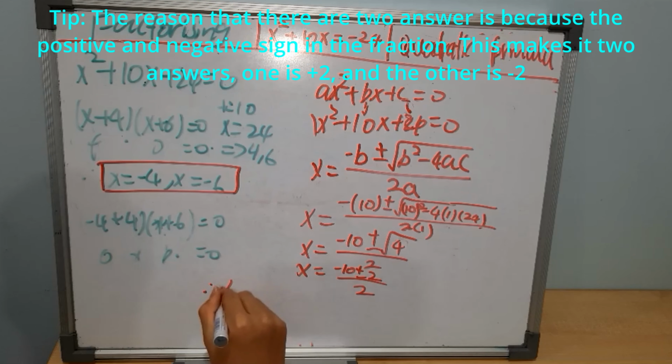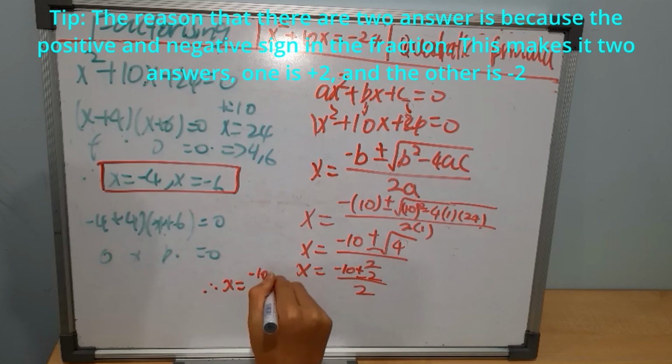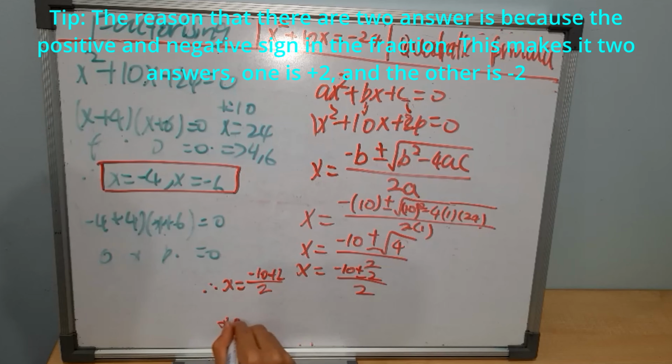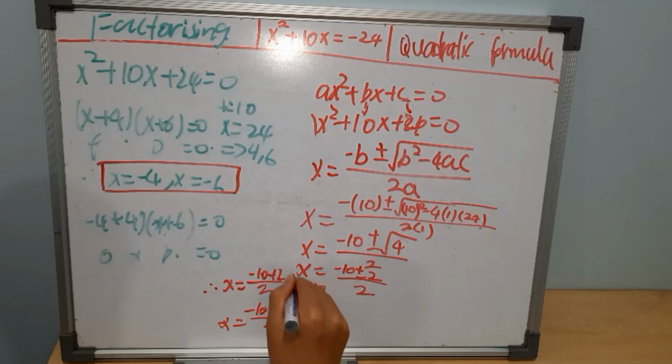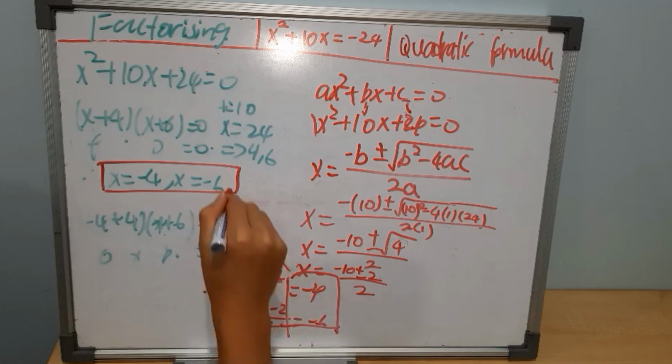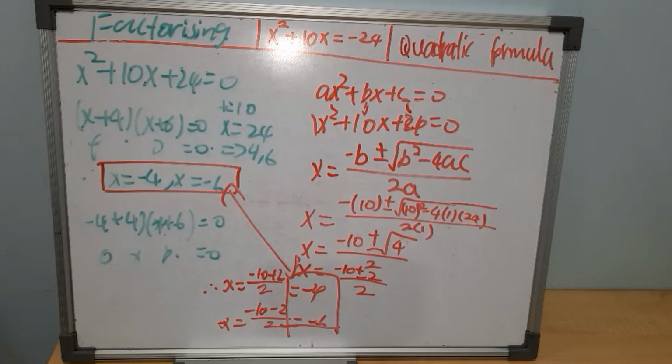First answer will be x is equal to -10 plus 2 divided by 2, and the second answer would be -10 minus 2 divided by 2. Therefore, the first answer will be -4 and the second one will be -6. And you can see that these two answers relate to each other. This is how you can use factorizing or the quadratic formula to solve the equation and get the answer.